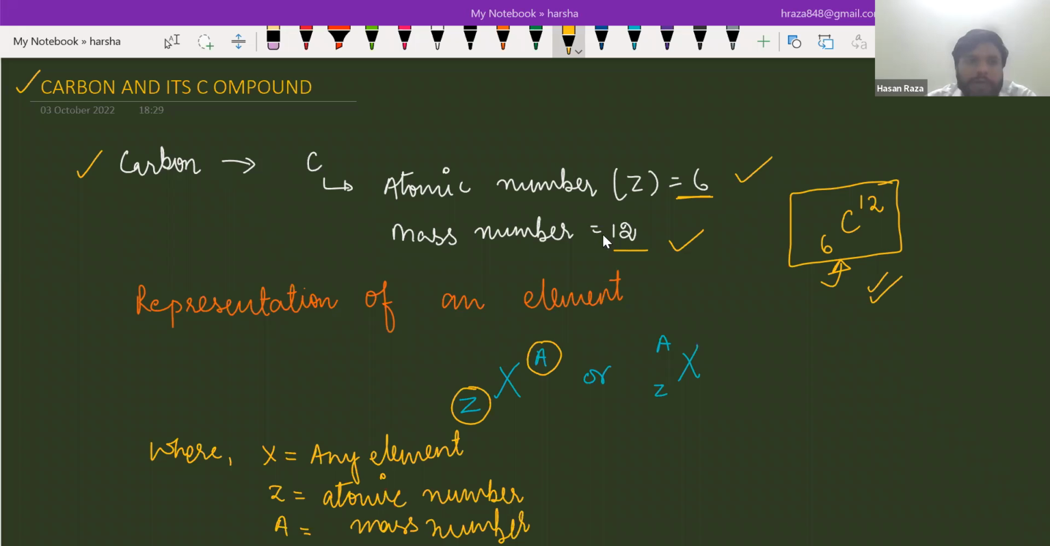So we just started the new chapter, carbon and its compounds, and I'm going to tell you about carbon, and we need to study its compounds. First of all, we started from the very basics: carbon, its atomic number is 6 and mass number 12, and how we represent any element. This is the way we represent elements, so we can represent carbon like this. Please write it. The compounds of carbon are very useful in our day-to-day life. Please let me know when you are finished with this.